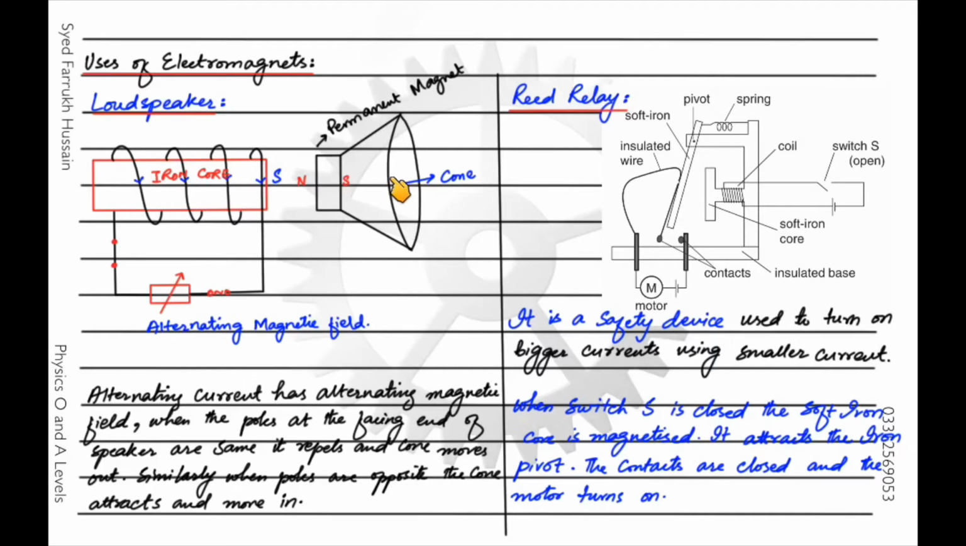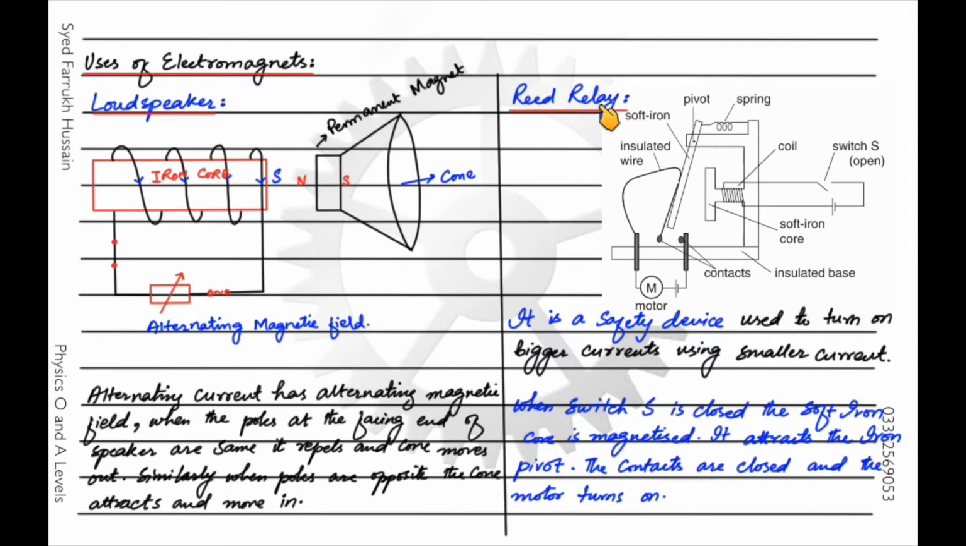Similarly, when the cone moves in, when there is the opposite pole at the facing end, then there will be more space for the air molecules to move, and this space is called rarefaction, because this is the region where the particles are further apart and pressure is low. So this series of compressions and rarefactions is made by the vibrating cone of the loudspeaker, and this is sensed by our ear as pressure differences, and we call this a sound wave.